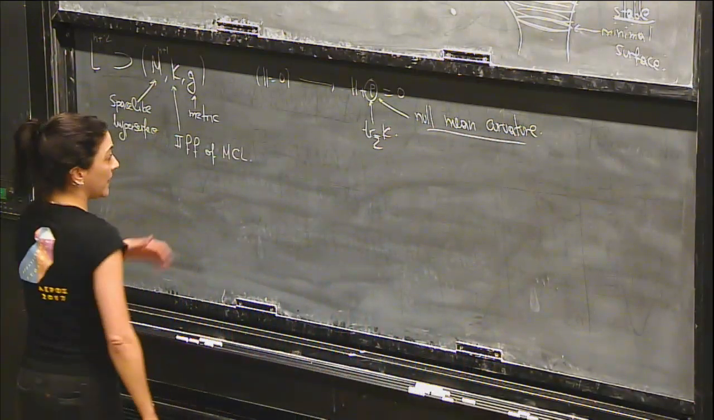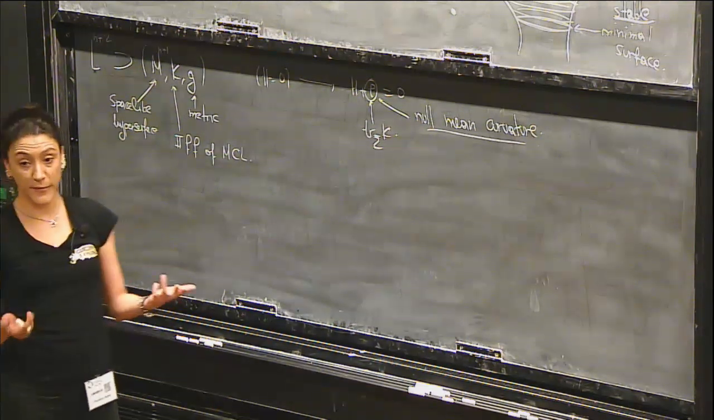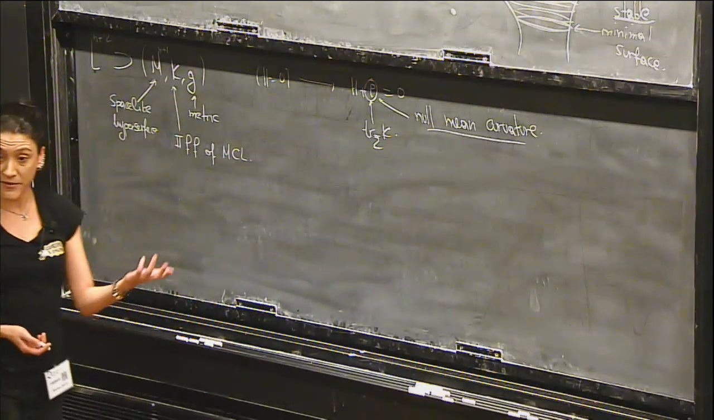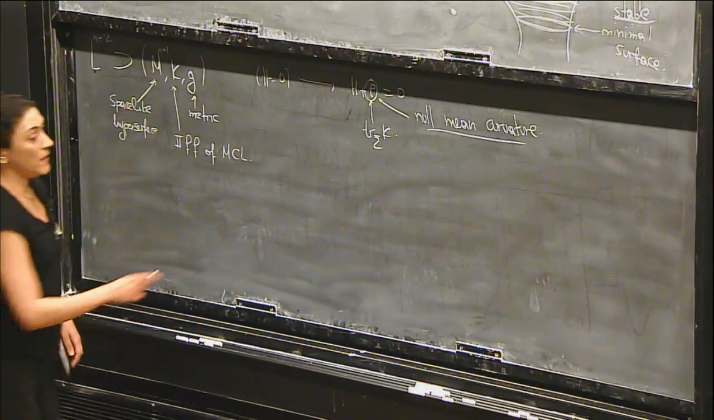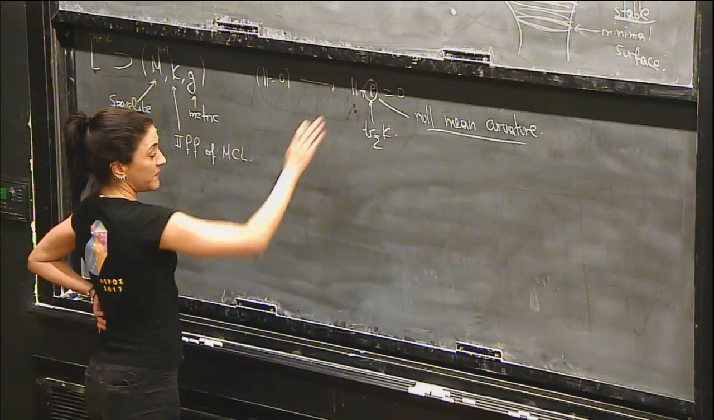So people are interested in these surfaces because they somehow act as boundaries of black holes. So it's an interesting problem to try to detect these surfaces. Okay. So now, no mean curvature flow, we're going to flow by this speed.